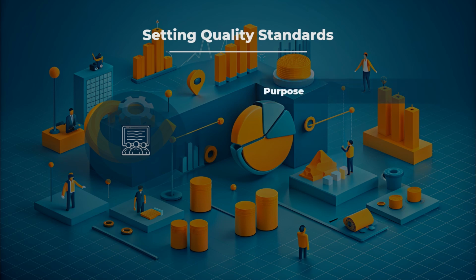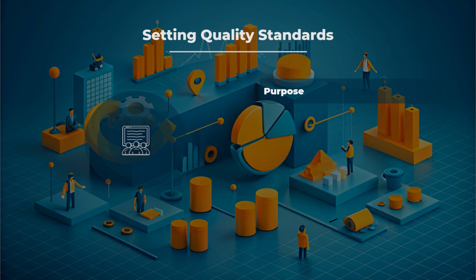First, let's understand the purpose of quality standards. Consistency. Quality standards ensure that project deliverables are consistent and meet the predefined criteria. Benchmarking. They provide a benchmark for measuring the quality of outputs and processes.